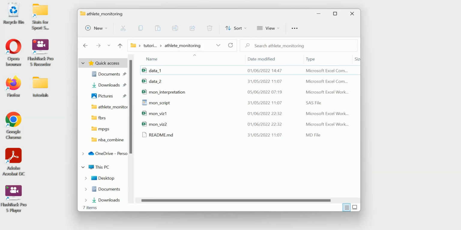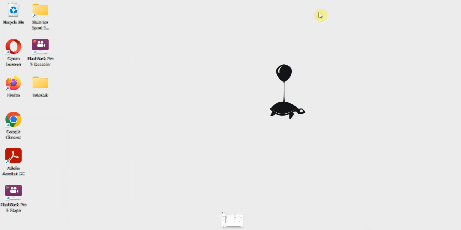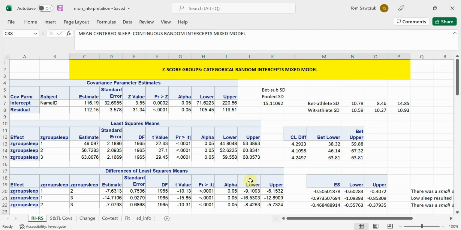So for this tutorial you will require the interpretation workbook to be open. You can also open the script in SAS if you want to follow along and rerun the analysis to see where we get the outputs from. But everything is actually in the interpretation workbook, so you don't necessarily need to. So we'll jump straight in.